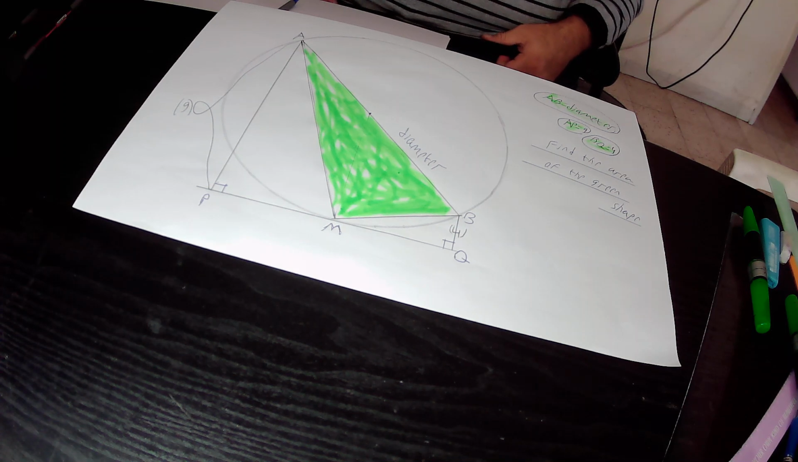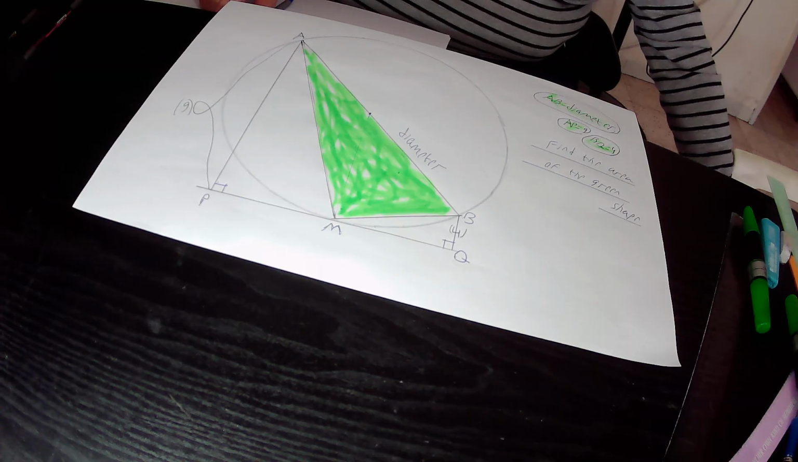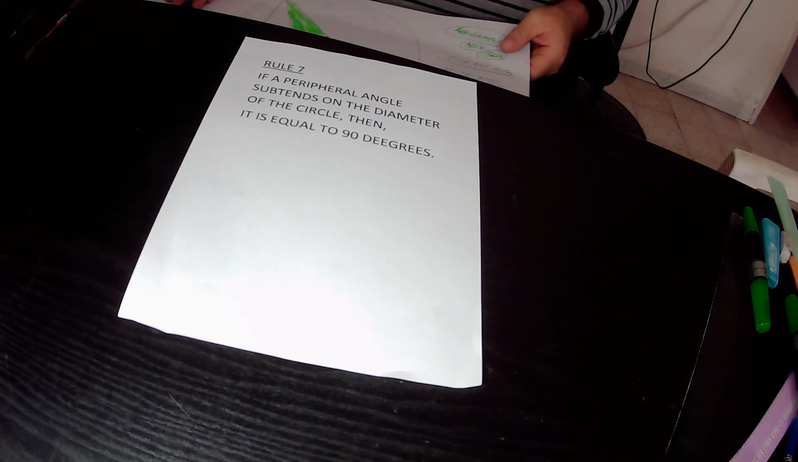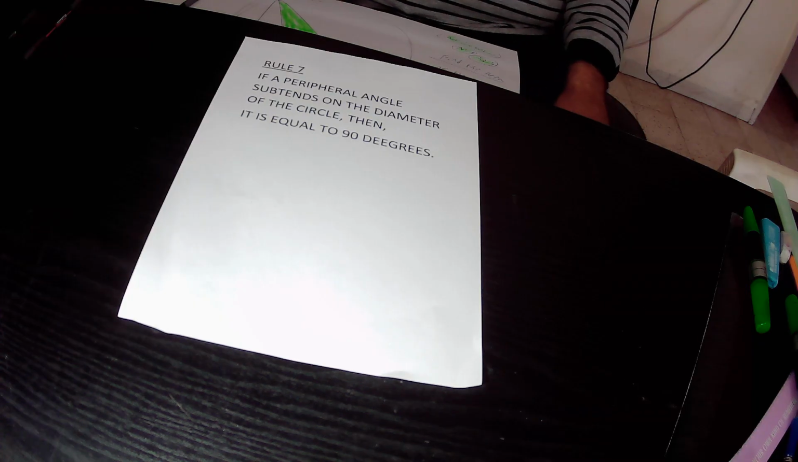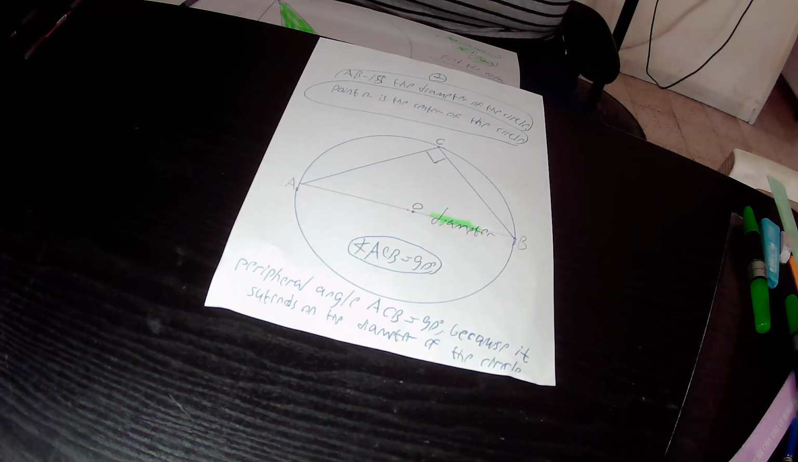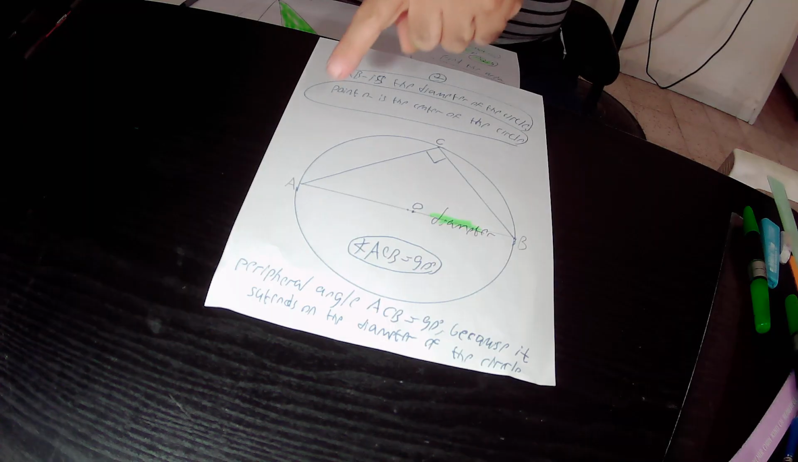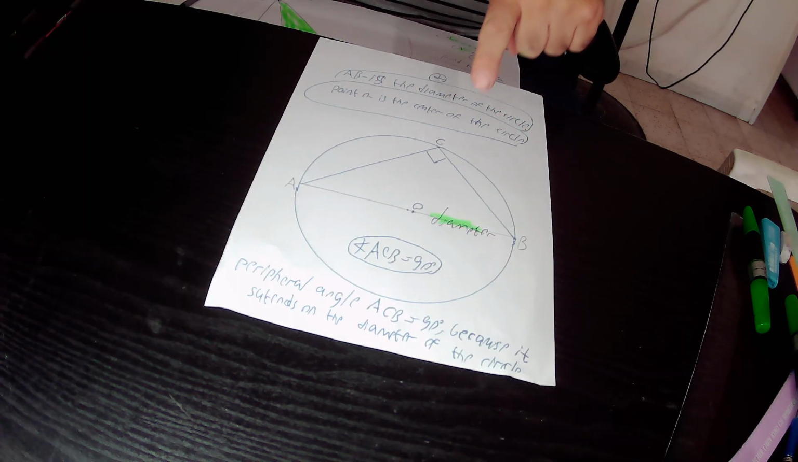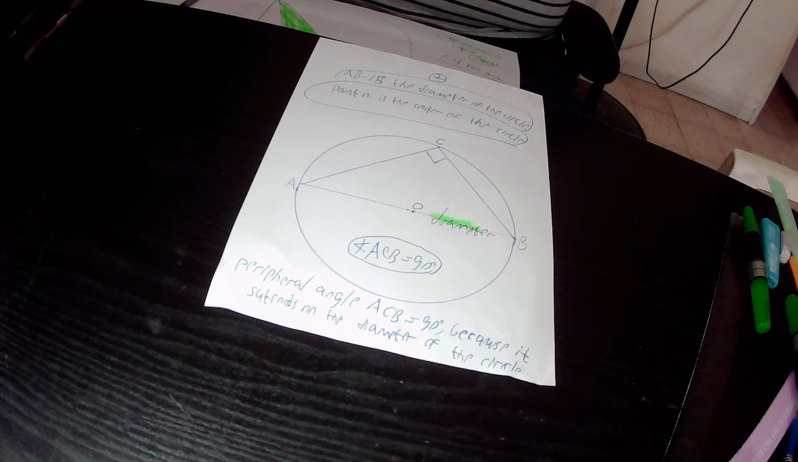So, here we can implement rule 7 in our drawing. Let's quickly repeat rule 7. According to rule 7, if a peripheral angle subtends the diameter of the circle, then it is equal to 90 degrees in size. In the drawing, we have a circle. Chord AB is the diameter of the circle. This is peripheral angle ACB that subtends the diameter of the circle, that is chord AB. And therefore, peripheral angle ACB is equal to 90 degrees. So, according to rule 7, any peripheral angle that subtends the diameter of the circle must be equal to 90 degrees in size.